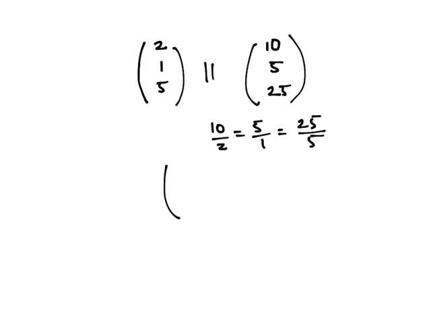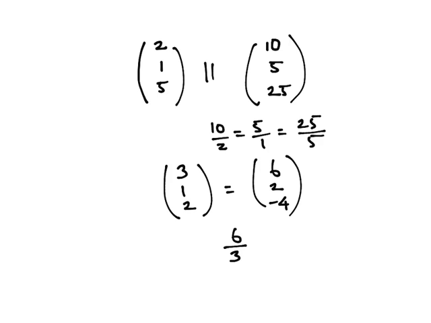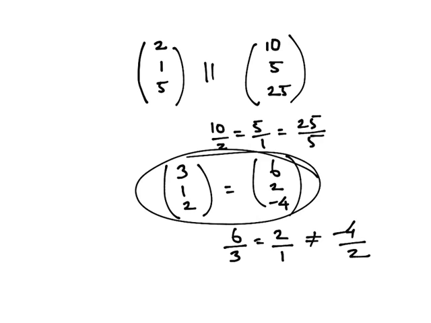But if you consider (3, 1, 2) and (6, 2, -4), they are definitely not parallel to each other. As you can see, the components are not proportional. 6 by 3 is 2, 2 by 1 is 2, but that is not equal to -4 by 2, isn't it? So definitely these two vectors are not parallel.